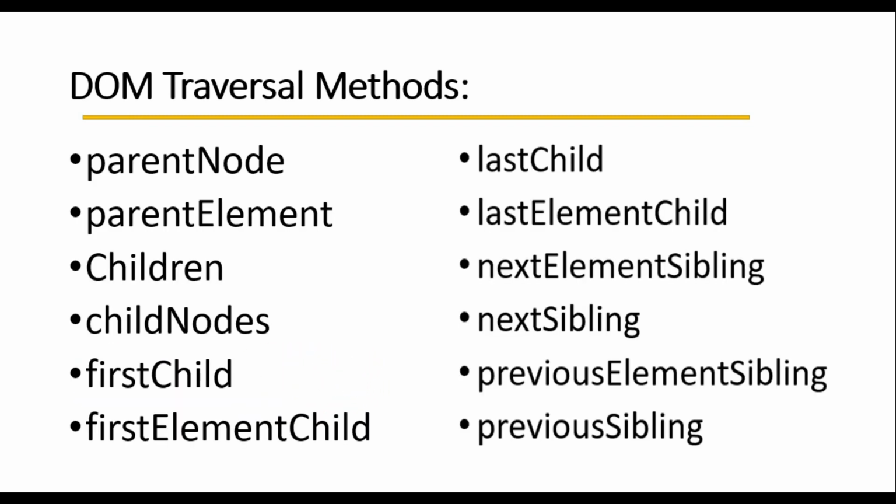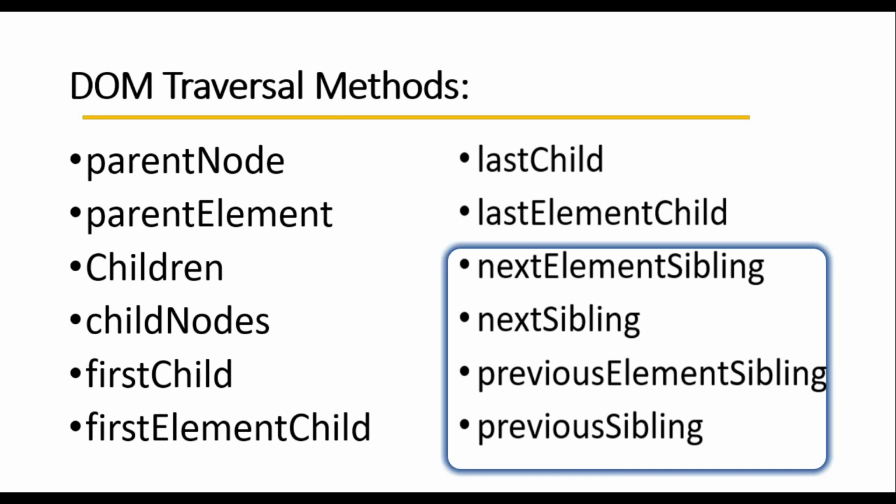So we already learned about some methods of DOM traversal, and now we are going to talk about the last 4 methods of DOM traversal, which are next element sibling, next sibling, previous element sibling and previous sibling.